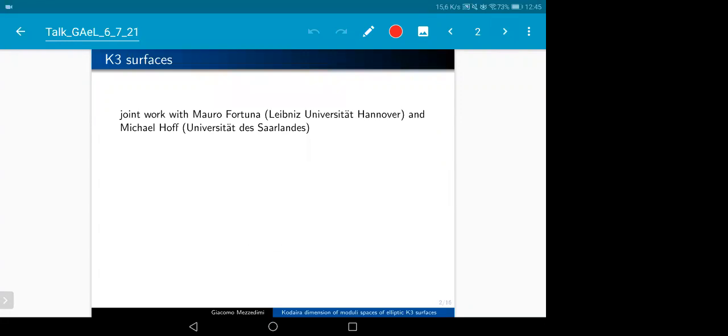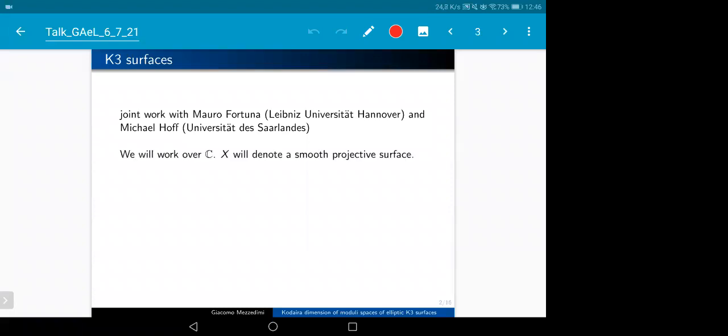Let me start by saying that this is a series of joint works. The original project started with Mauro Fortuna, and it led to a result that I'll introduce at some point. Then we went in another direction, thanks also to Michael Hoff. I hope I'll talk a little bit at the end about the recent developments; it's still kind of a work in progress.